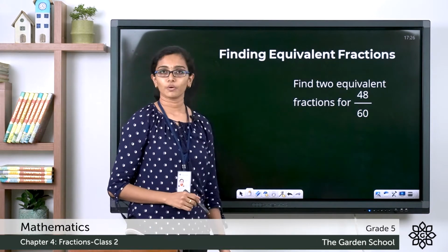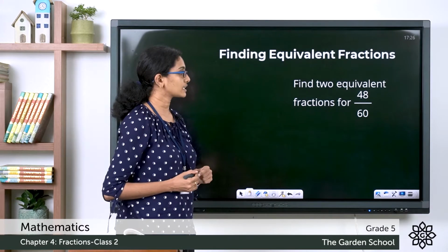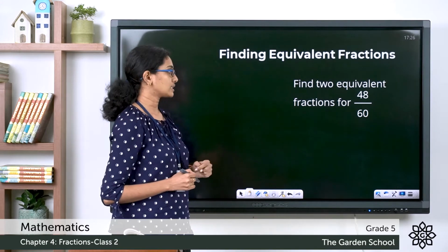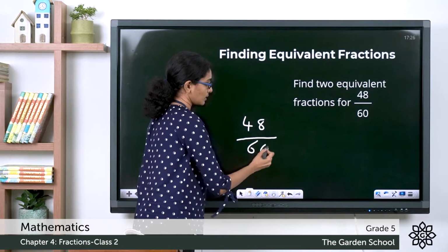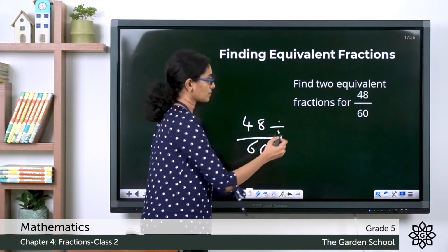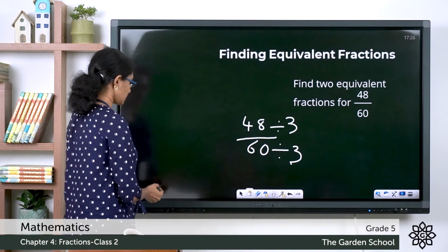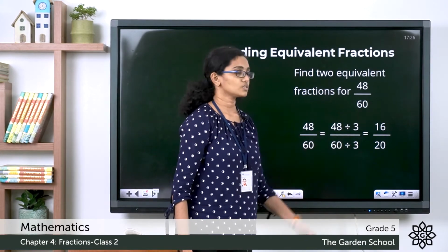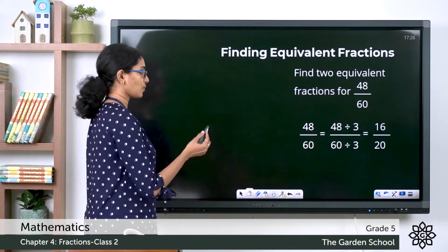Now, let's see one more example. Find two equivalent fractions for 48/60. In this case, we will use division to find the equivalent fractions. I am going to divide the numerator and the denominator, 48 and 60, by 3. Both these are multiples of 3, right? What is 48 divided by 3? It gives you 16, and 60 divided by 3 gives you 20. So, here we have one fraction, 16/20, which is equivalent to 48/60.